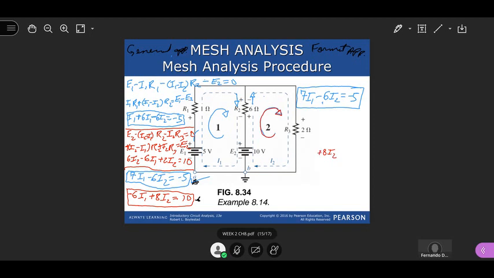Then we're going to subtract all the resistors that are common to I1 and I2. In this case, just one, which is minus 6, and we multiply it by the neighboring current, I1 in this case. And then we go around the loop and add the voltage. In this case it is E2, equal to 10. And that's it. I have my second equation in one step.